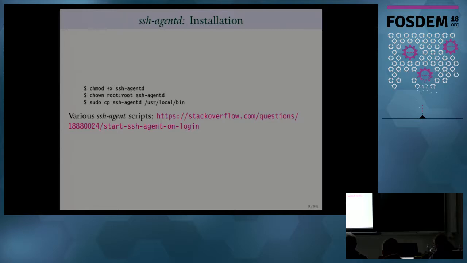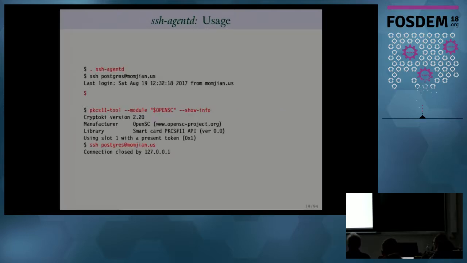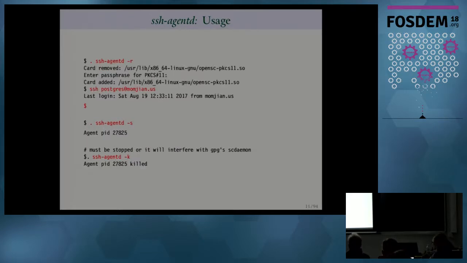And again, this is how you would install it, SSH agent D. Run it as, in this case, I made root own it, and I just put it into user local bin. If you're using SSH agent D, you would run it like this, and now when you log in, it actually tells you some information about it, and it works really well. Here's some examples. Again, SSH into somebody, and you're becoming that.